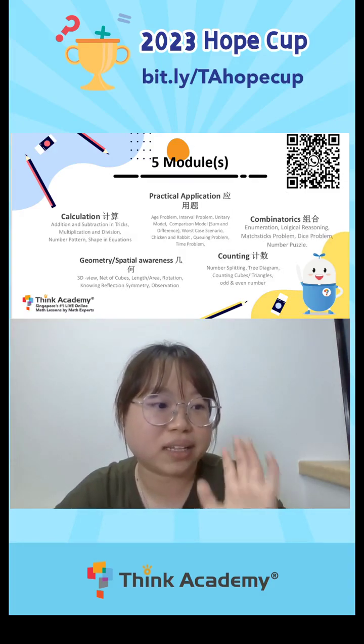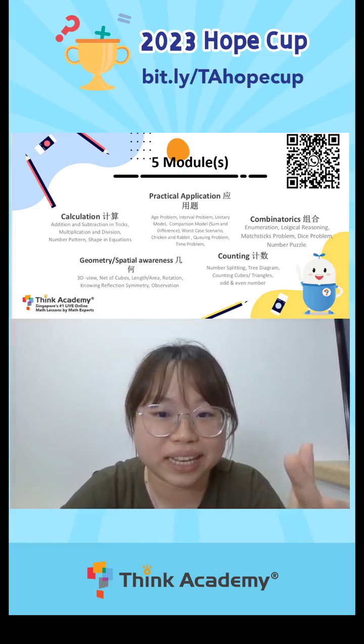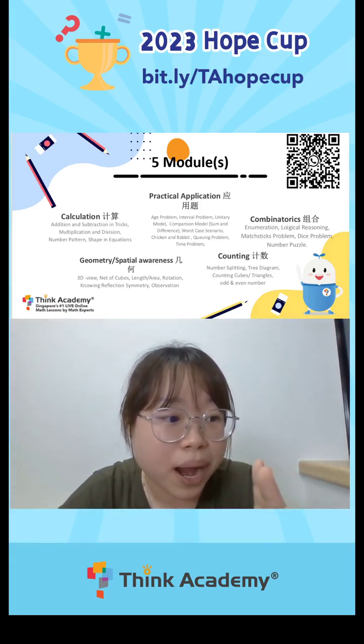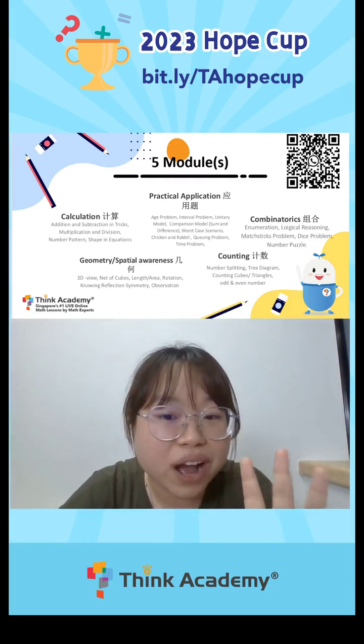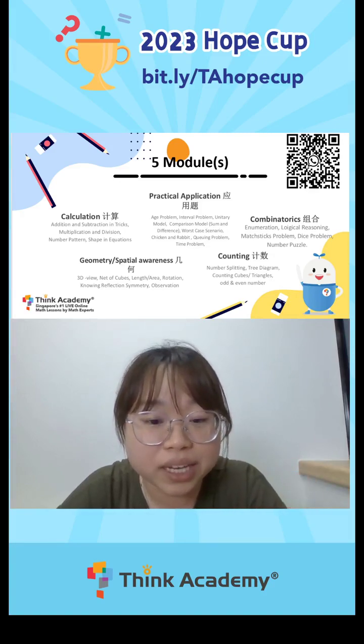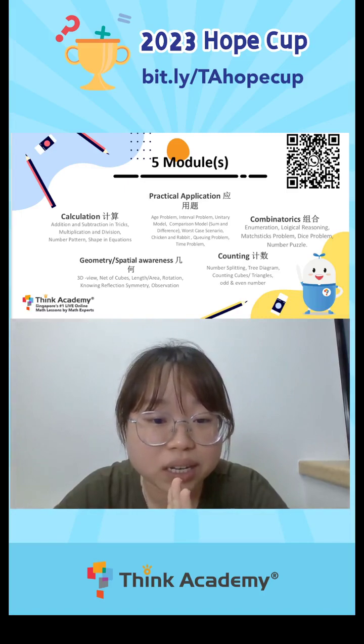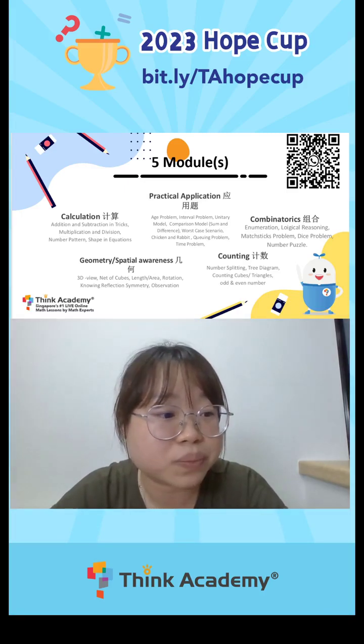Okay, so this slide, I believe most of you had come to my SASMO talk and then you know this slide, right? For lower primary, there are always the 5 modules. Always these 5 modules. Calculation, practical application, geometry or spatial awareness, counting, and combinatorics. Correct? So calculation.